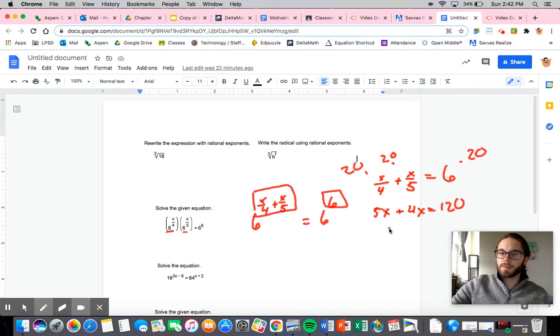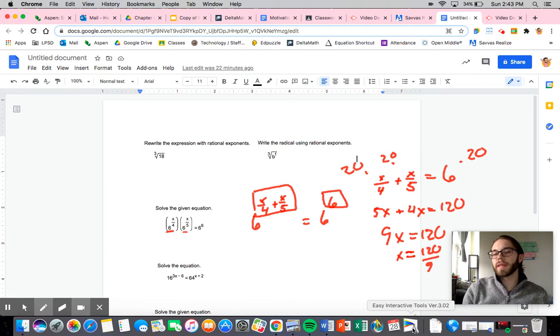Okay, so I have 9x equals 120. So x equals 120 over 9. Now I can simplify that, right? We know this is 40 times 3 over 3 times 3, so that would end up being x equals 40 thirds. And I know you don't like that as an answer, but that is actually our answer. So if I put in 40 thirds here, these would simplify to 6.